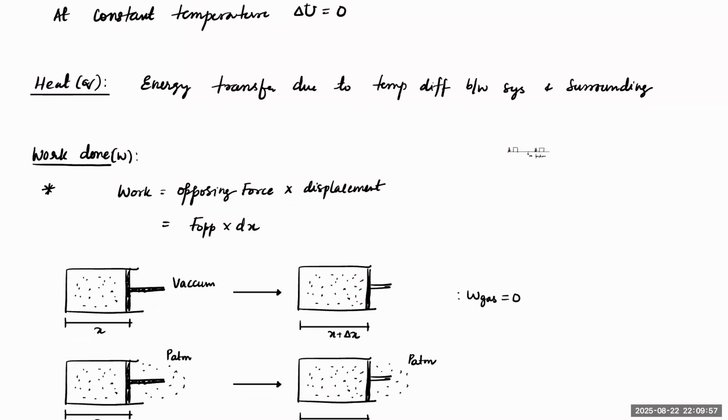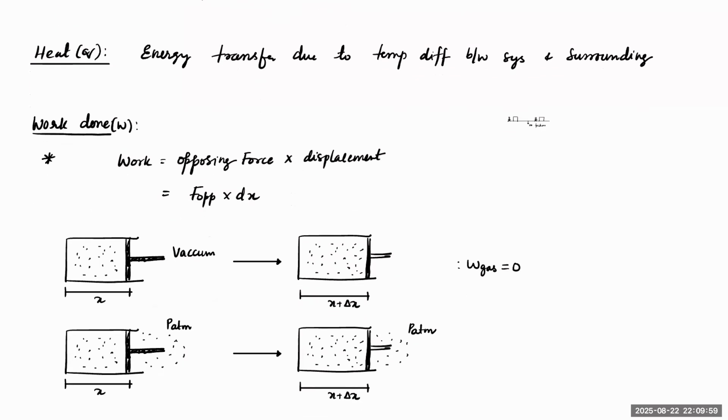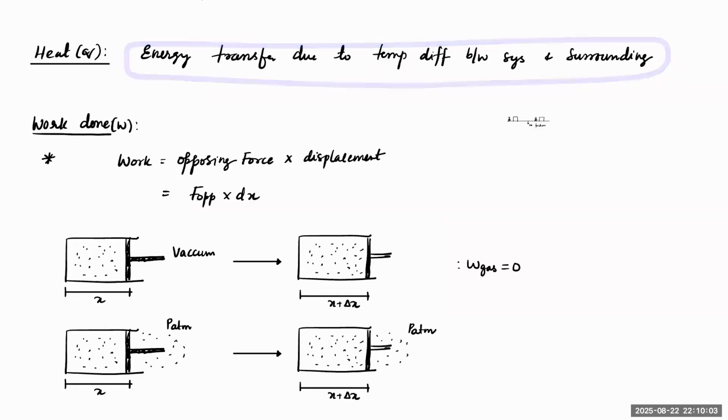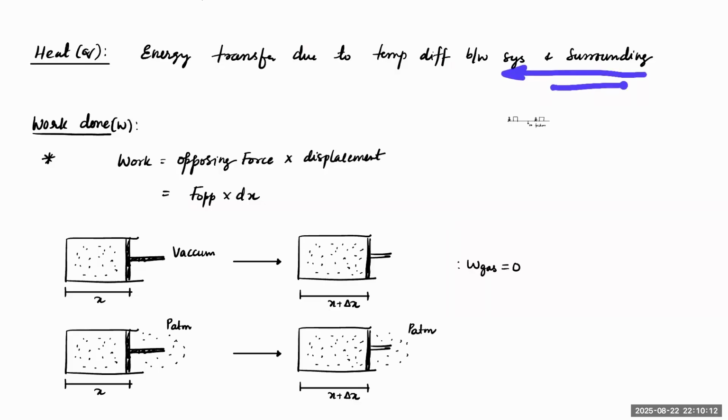Now, what is heat? Heat is the energy transferred due to difference in temperature between system and surroundings. If there is any temperature difference and we have a diathermic wall, then the energy which is transferred is called heat. Heat always transfers from high temperature to lower temperature.